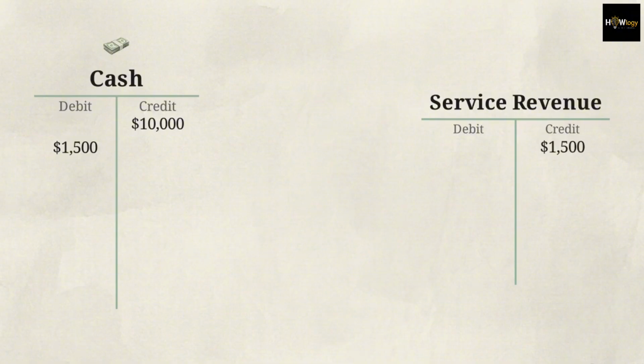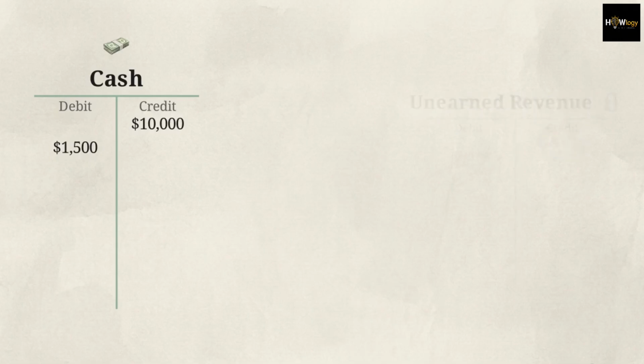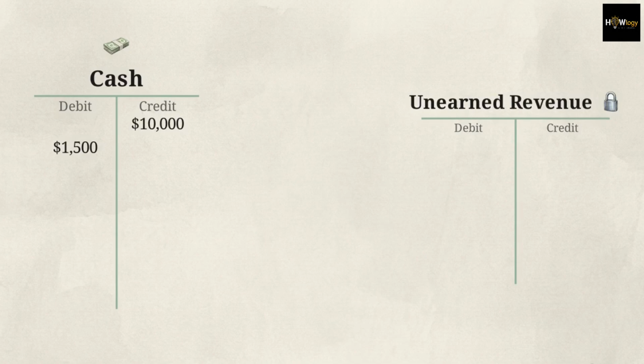But what happens when you receive a $2,000 cash deposit today for a wedding you won't shoot until next year? You have the cash on hand, giving you a debit. But because you haven't actually provided the service yet, you owe that client a wedding video. That cash creates an obligation. We record the credit in unearned revenue, which is tracked as a liability, not true revenue.